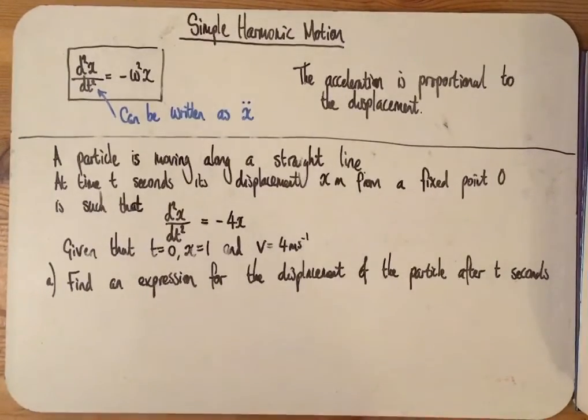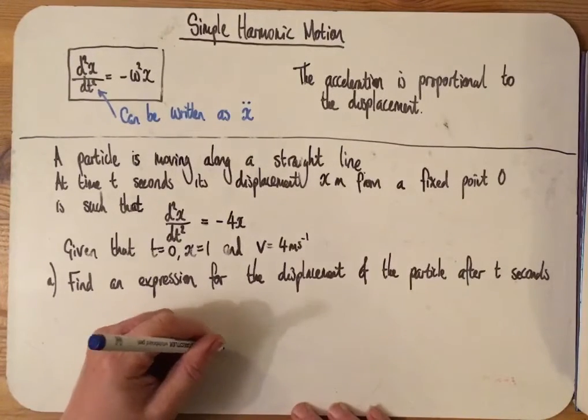So we've got a particle moving along a straight line, at time t has displacement x from a fixed point O, such that the acceleration is equal to minus 4x, and we've got some boundary conditions. So when t is 0, x is 1 and v is equal to 4. And we want to find an expression for the displacement of the particle after t seconds.